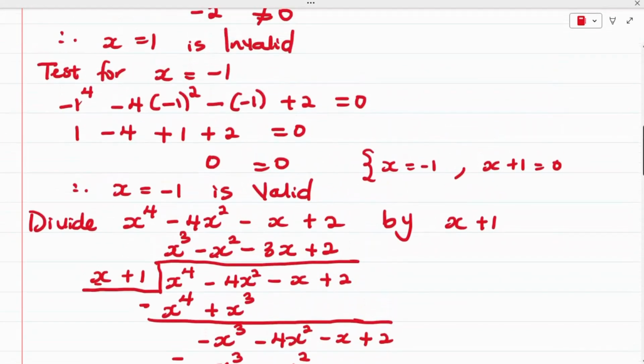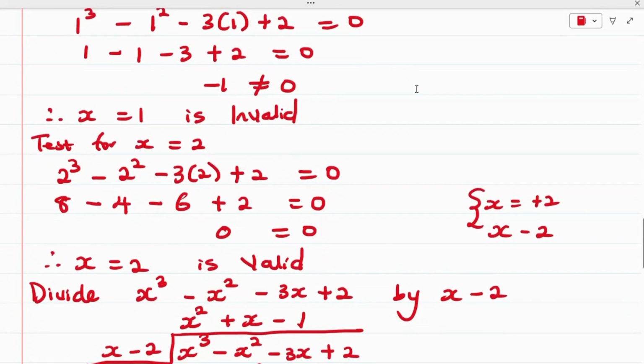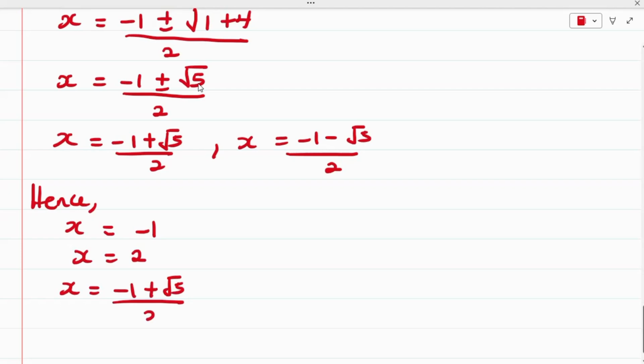So let's simply mark these. This is the first value of x: x is equal to -1. The second value of x is x equal to 2. And we have the third and fourth values of x to be x is equal to (-1 + √5)/2, and x is equal to (-1 - √5)/2. So hence we have that x is equal to -1, x is equal to 2, x is equal to (-1 + √5)/2, and x is equal to (-1 - √5)/2, and these become the values of x.